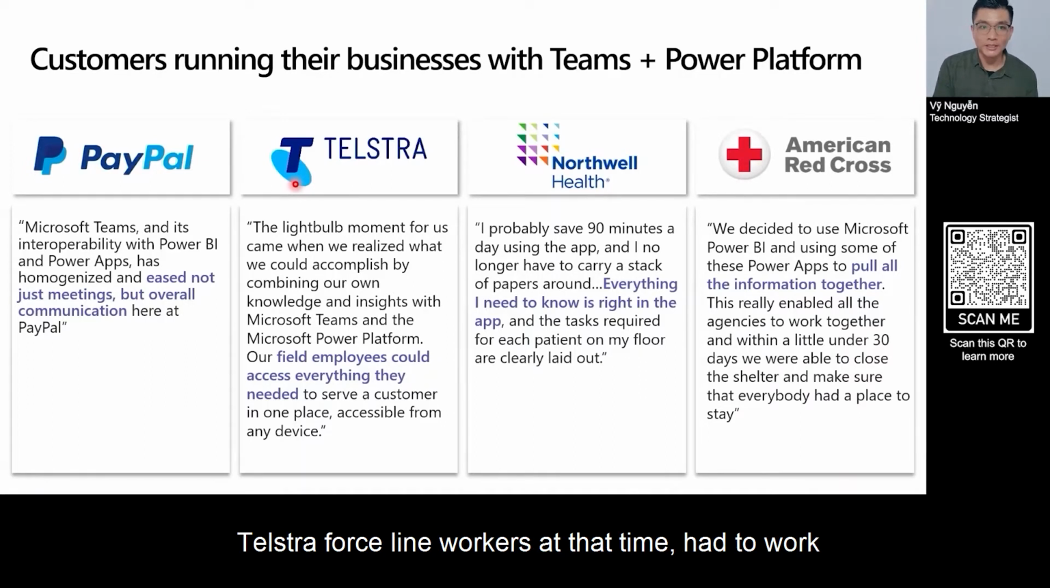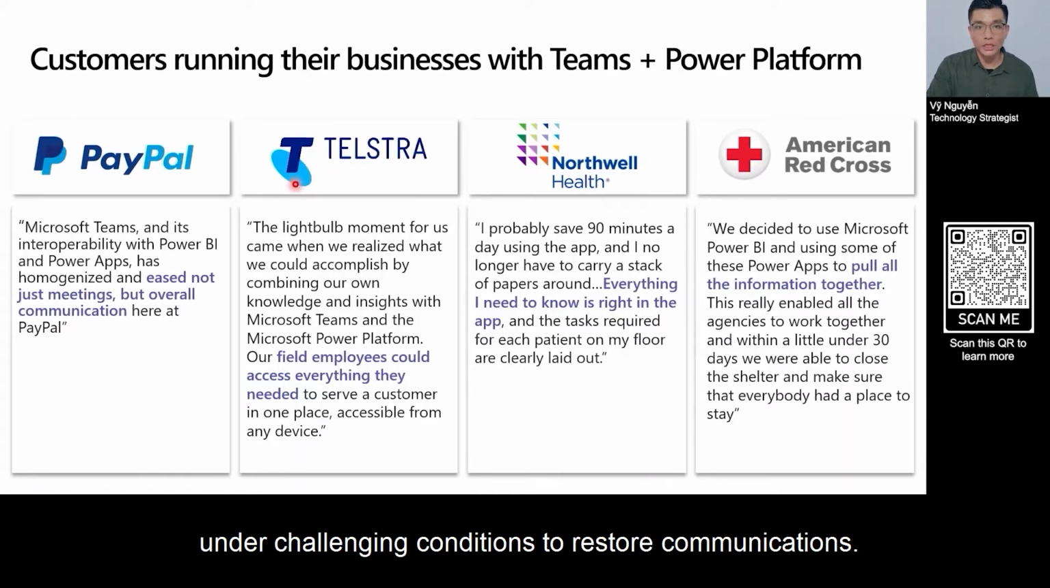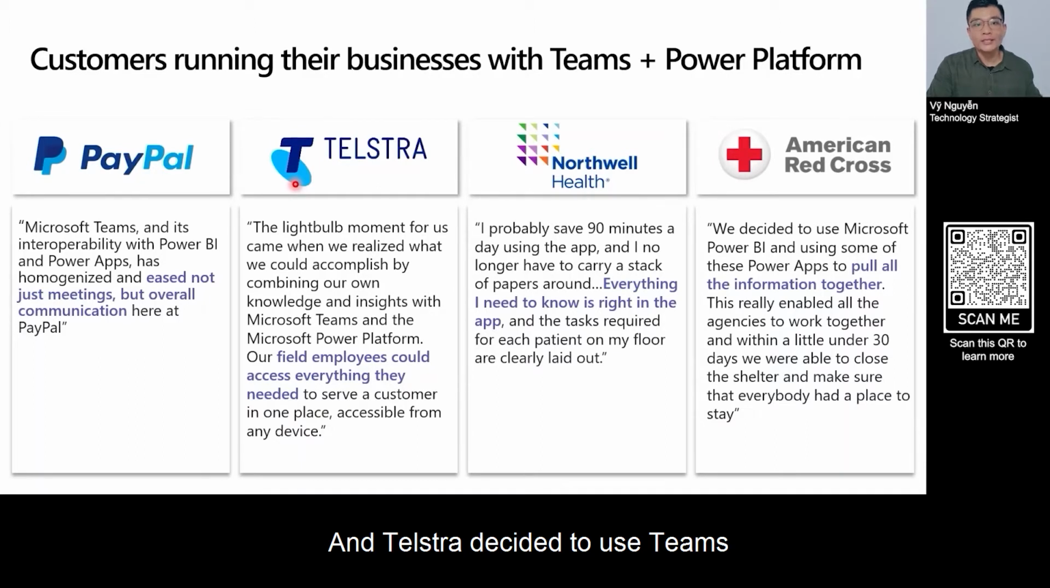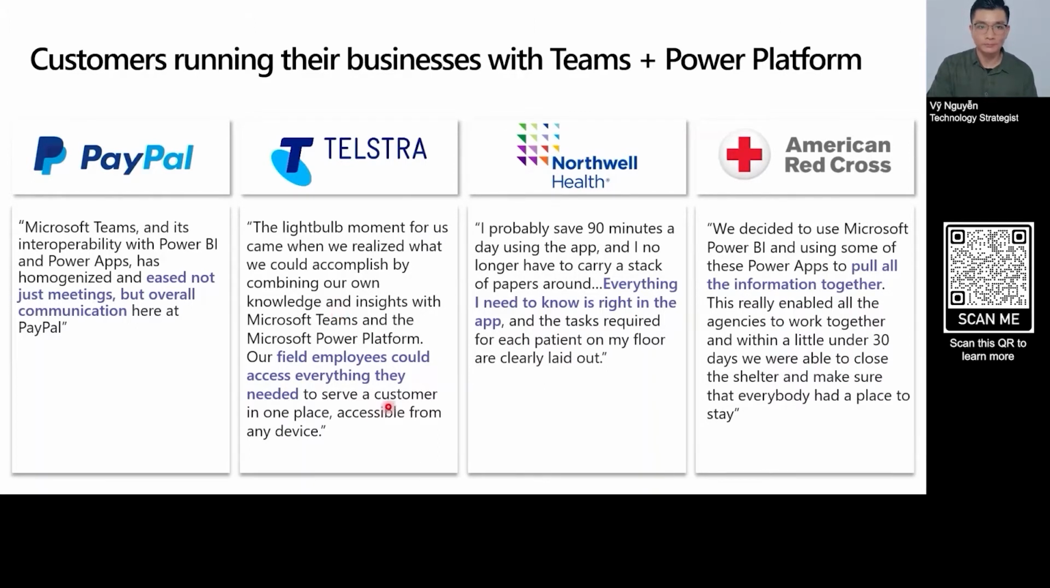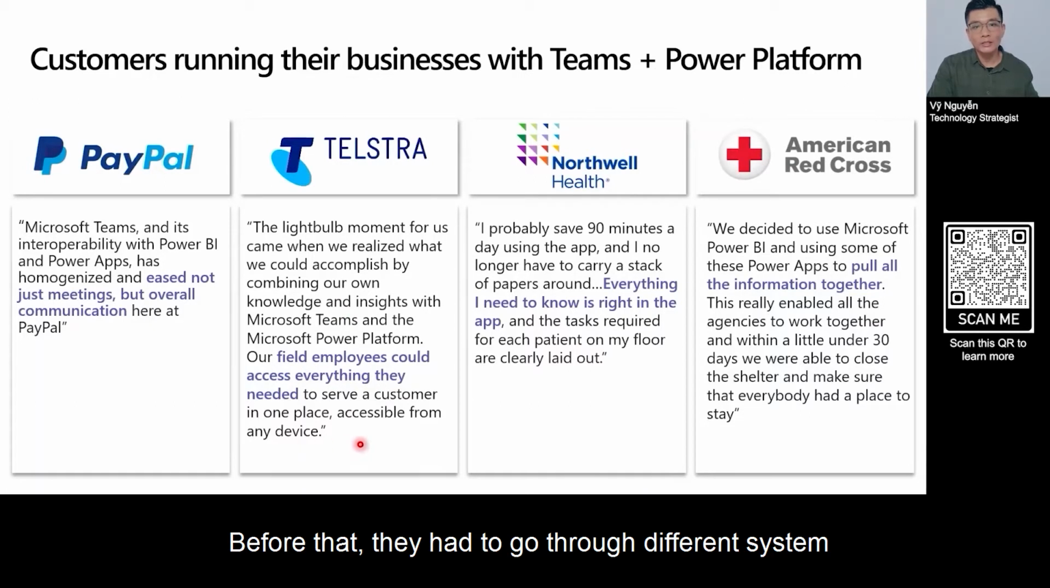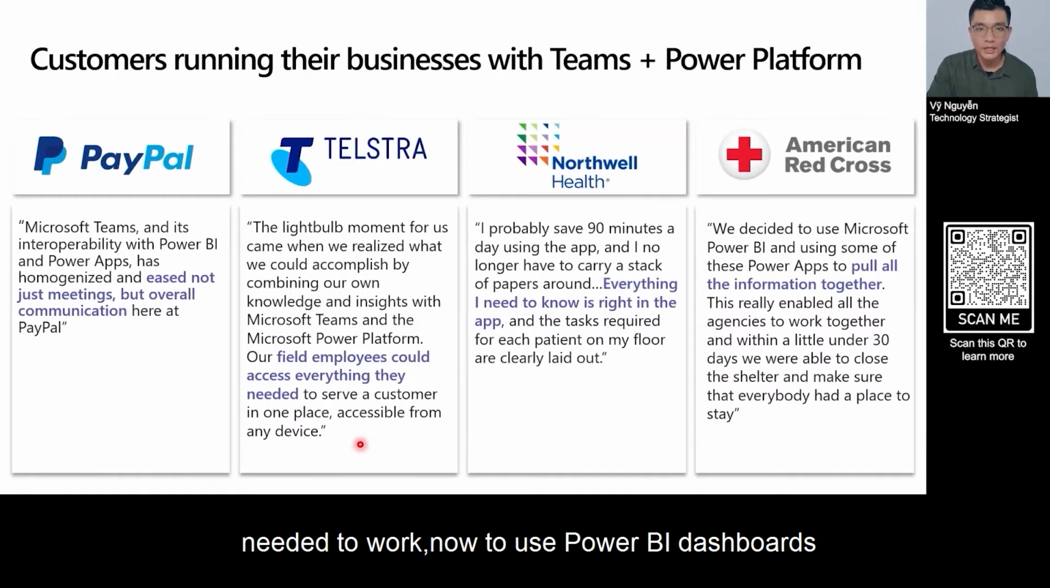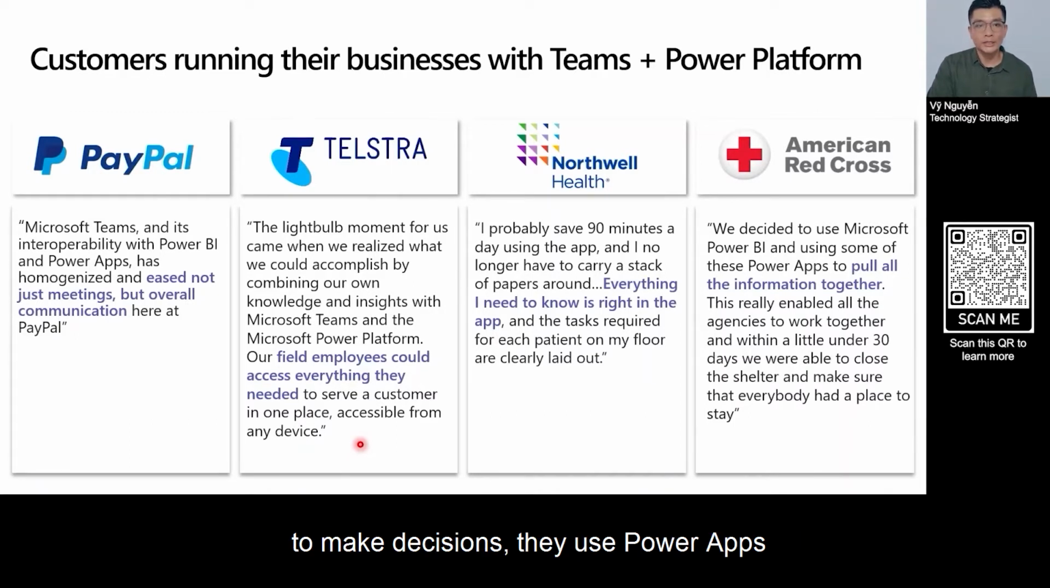Telstra first-line workers at that time had to work under challenging conditions to restore communications. And Telstra decided to use Teams to build an app called Technician Plus with about 77 business workflows so that their first-line workers could access everything they needed to serve a customer in one single place, which is Teams. Before that, they had to go through different systems and applications to find the data and tools they needed to work.